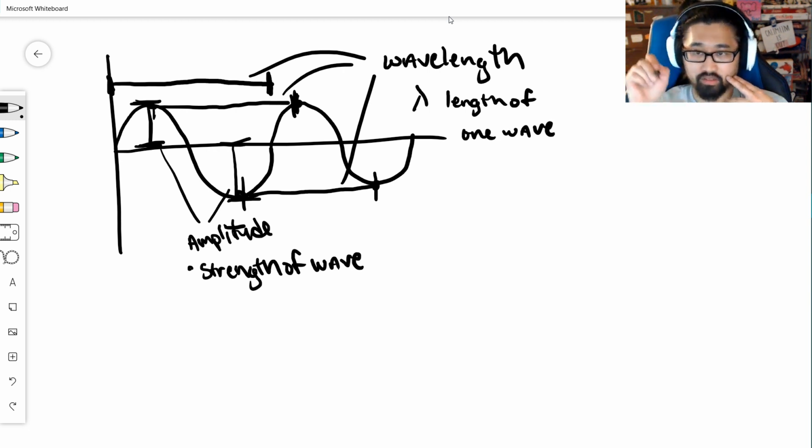So again, a full top and bottom, or top to top, or bottom to bottom, however you can measure that, depending on what picture you have. So length of one wave. It's a length, so again, it's measured in meters.